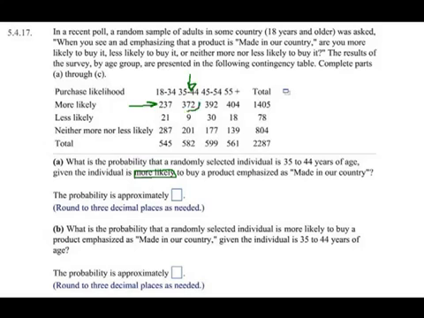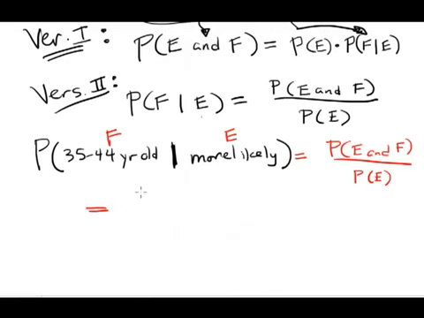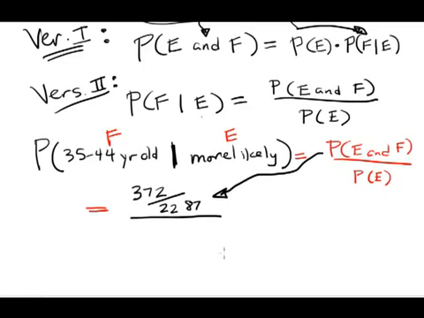So where they intersect is that 372 right there. And this number, 2287, is my total. So what I've got so far is 372 over my total of 2287. That's my numerator. That's the "and" part right there. Now let's go find the probability of just E, and E again being "more likely."